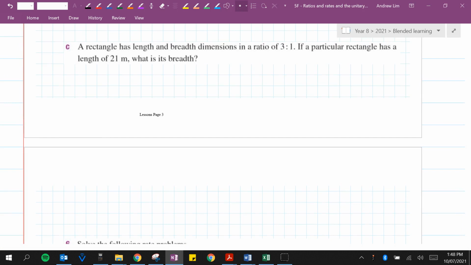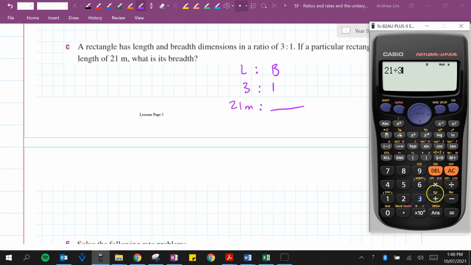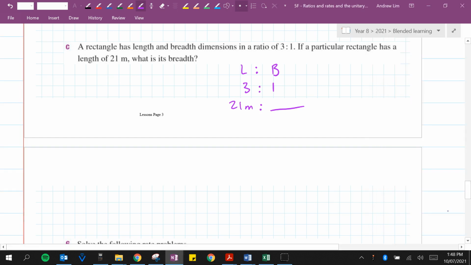A rectangle has length and breadth dimensions in a ratio of 3 to 1. If a particular rectangle has a length of 21 meters, what is its breadth? Can I get you to pause the video and have a go at this one? Okay, we've got length to breadth is 3 to 1. If a particular rectangle has a length of 21 meters, what is its breadth? Bottom number divided by top times by what's across, it's 7.